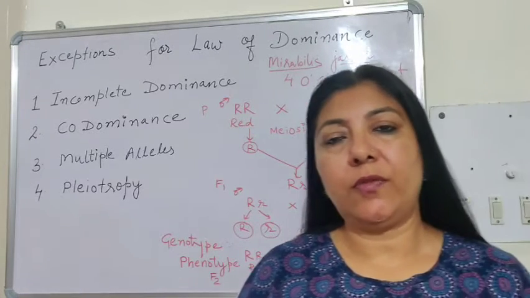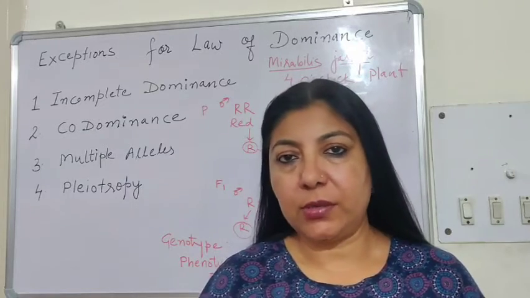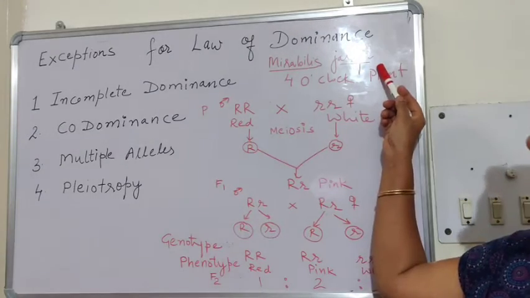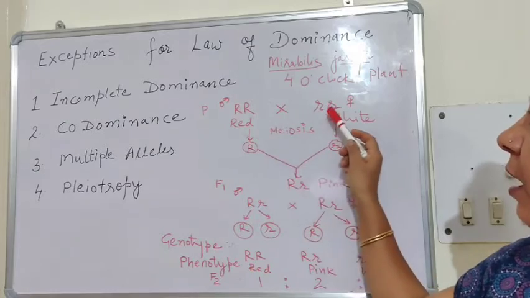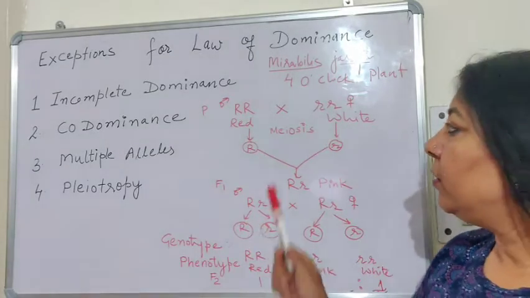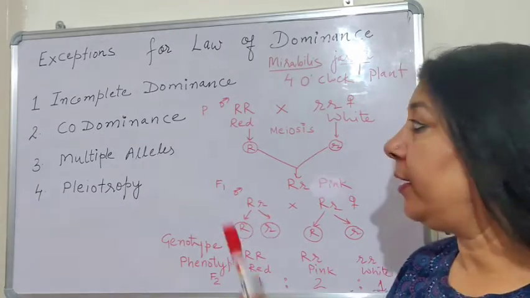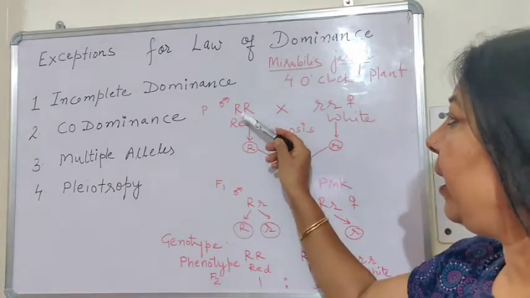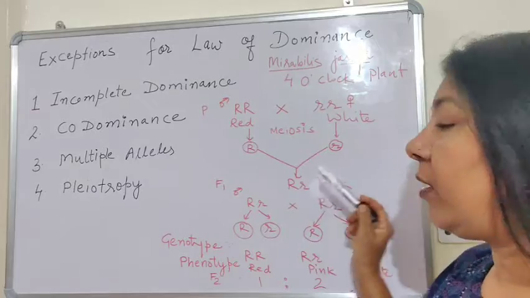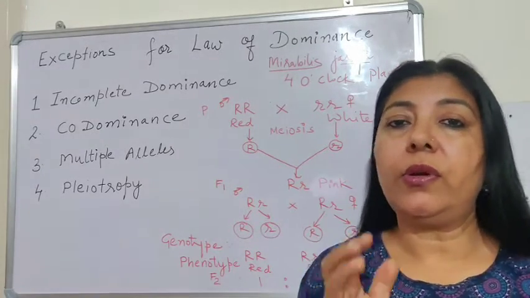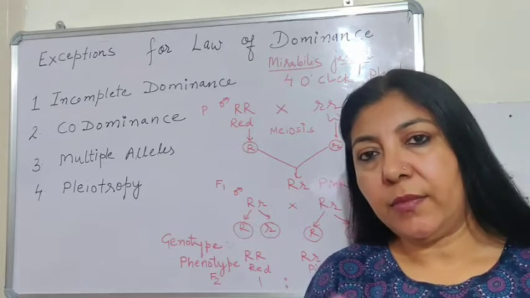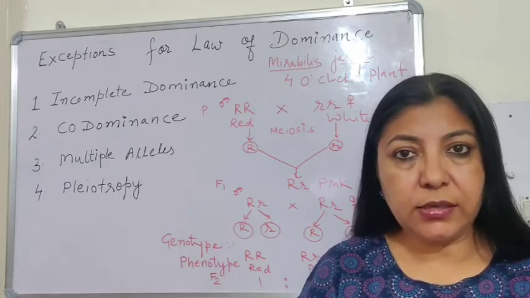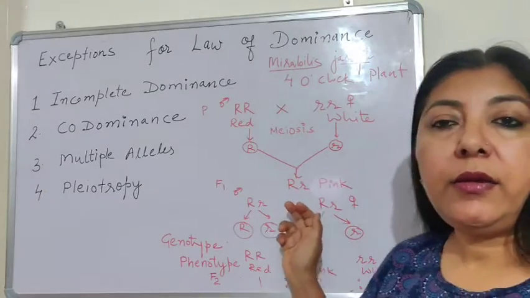Now let us study the concept of incomplete dominance with the help of the cross, that is monohybrid cross. You can see in the case of Mirabilis jalapa plant, red colored flowers are dominant over white color flowers. So as per Mendel's law of inheritance, all the F1 flowers should be red in color. But here in this case, the F1 hybrids are all pink in color, because though red is dominant over white, it is not able to mask the effect of white completely. So as a result, there is pink color effect.